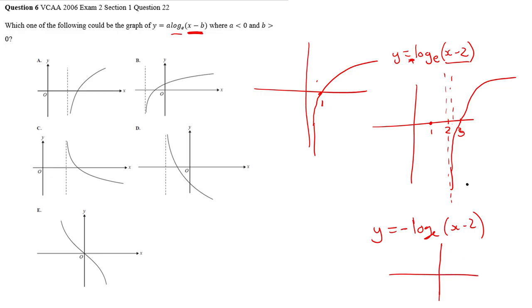Which means this graph is now going to still have an asymptote at 2, but it's going to look more like this. This resembles our C. So we're just applying our transformations to see what is going on with our graph.